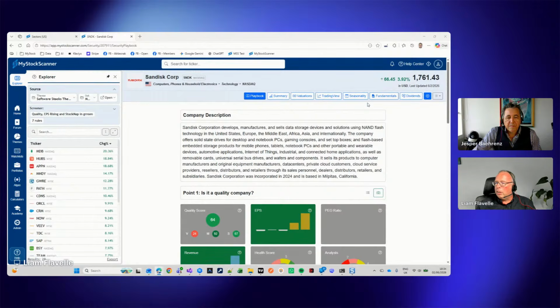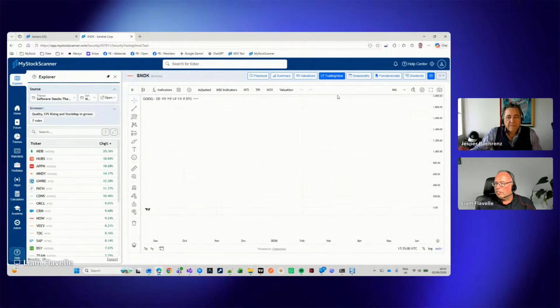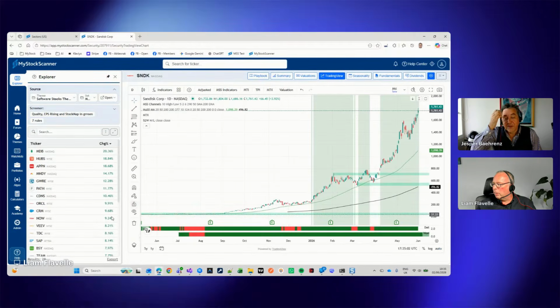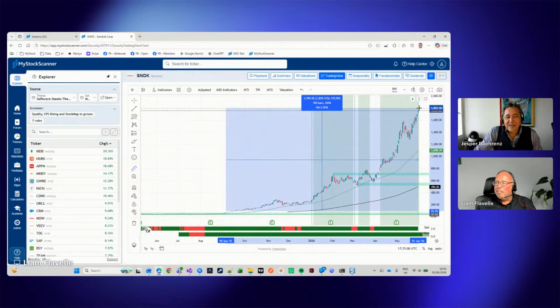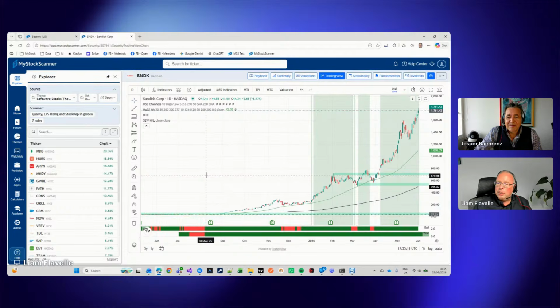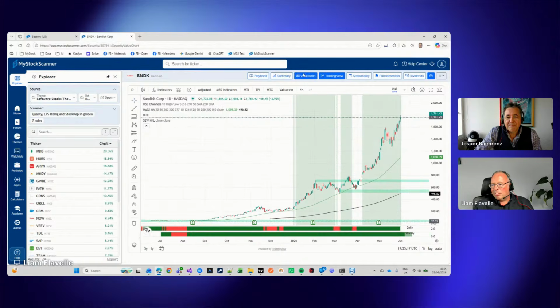So SanDisk are up stupendous amounts, aren't they? It's like 3,000% or something like that. 1,800. They're probably up further than that because I'm quite loaded down there. So yeah, they have gone parabolic. You can see it. Is there room to go up?